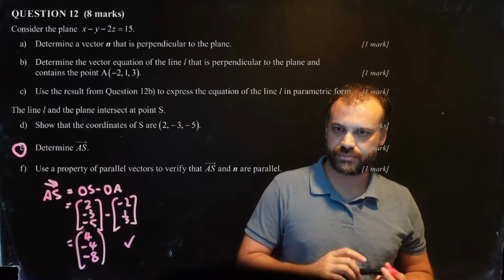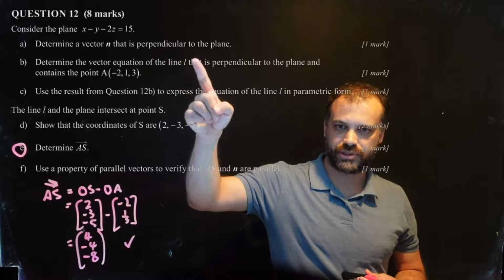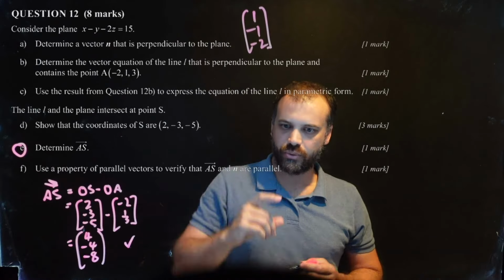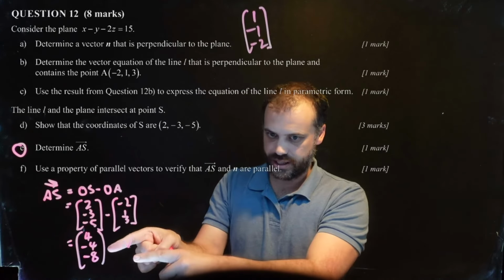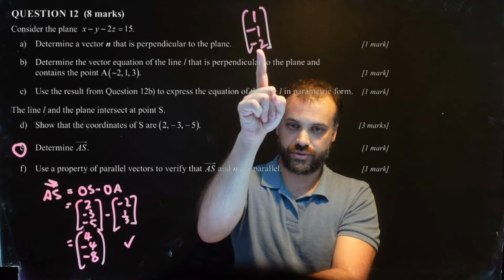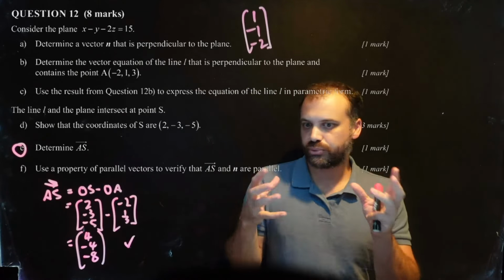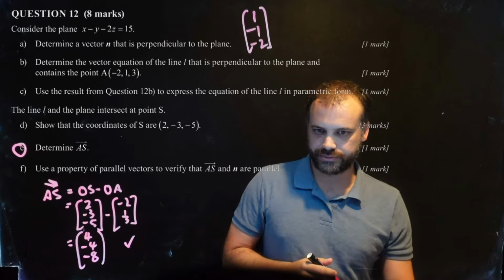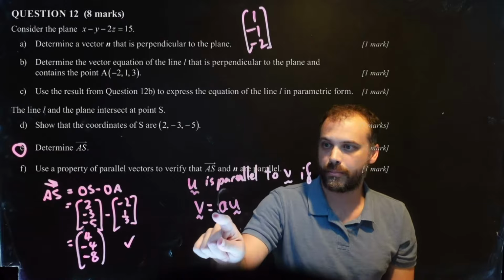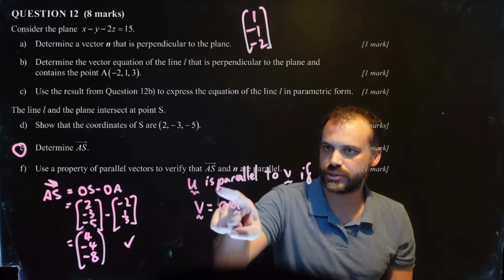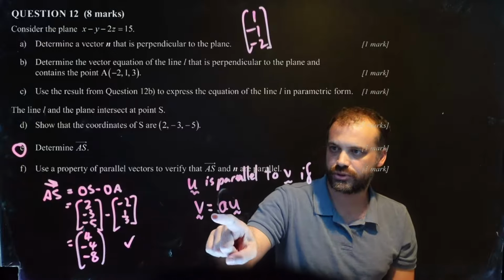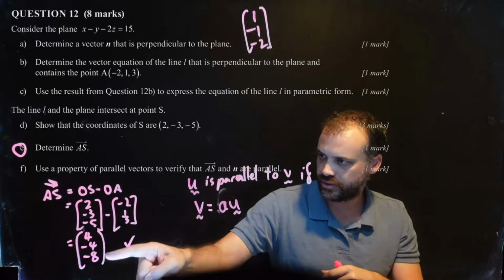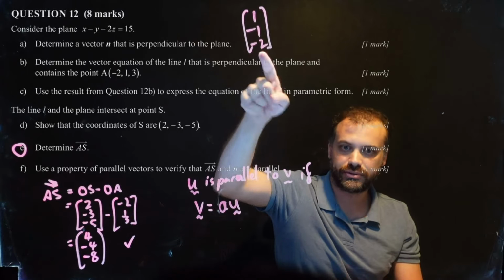I really should have kept determine a vector n that is perpendicular to the plane. All right, let me bring that back. All right, there it is. So we need to prove that this AS is parallel to that. Okay, so how do we prove that two vectors are parallel? Two vectors will be parallel if one of them is a multiple of the other. So u is parallel to v if v is equal to some multiple of u, or vice versa. So we just need to show that that is some multiple of that.